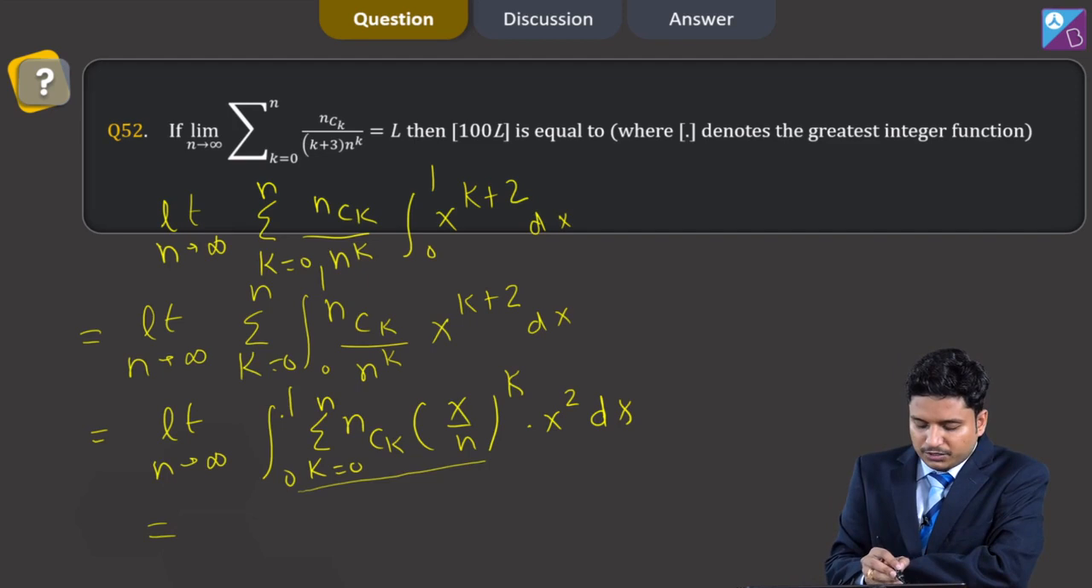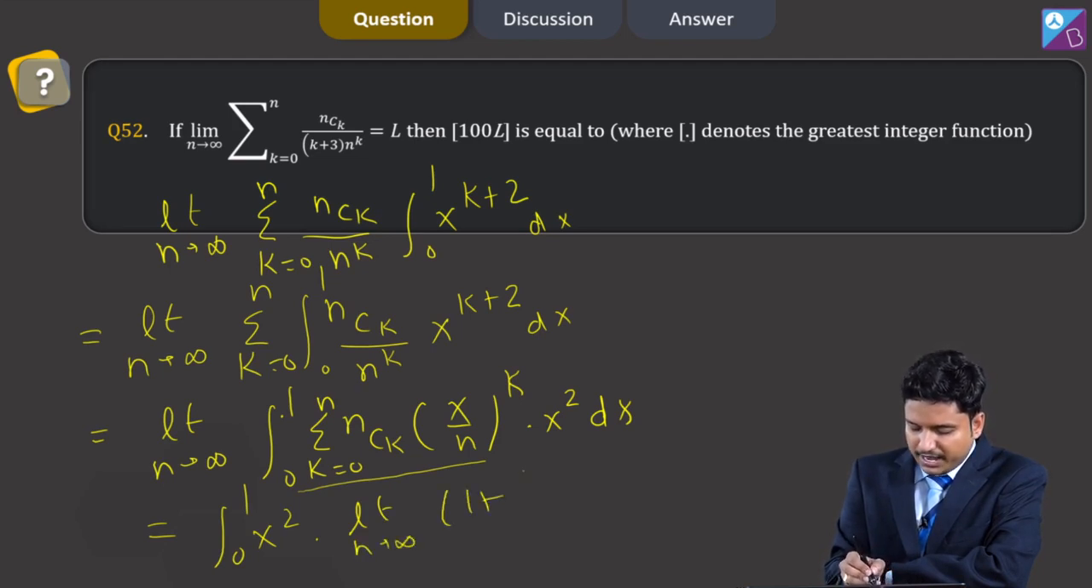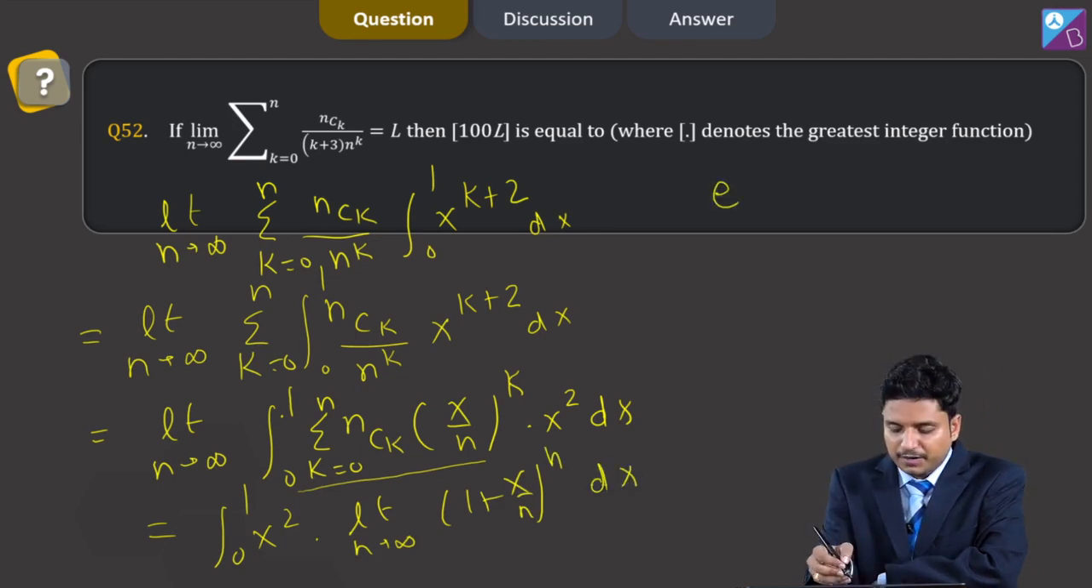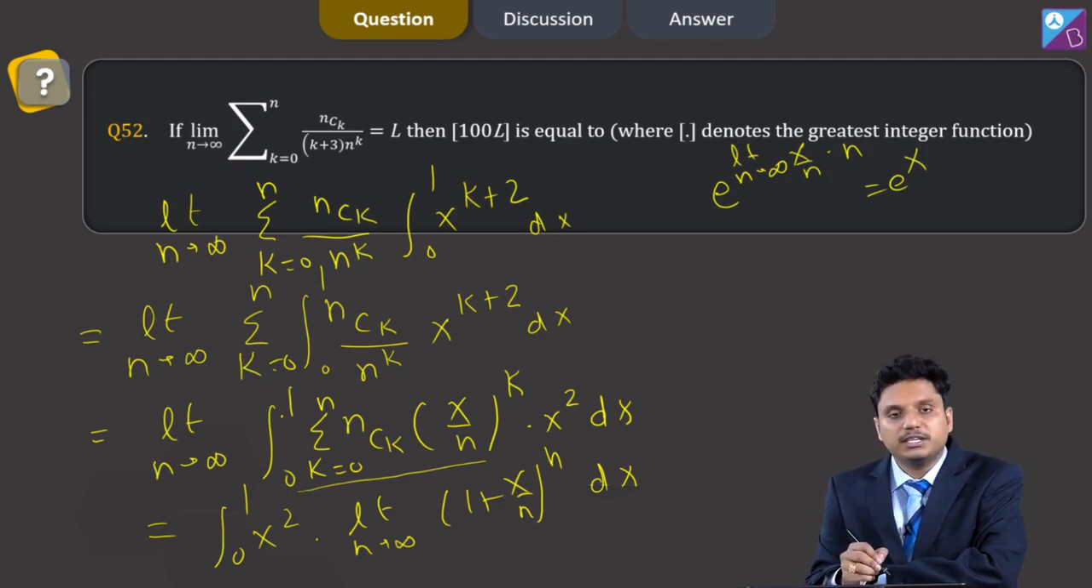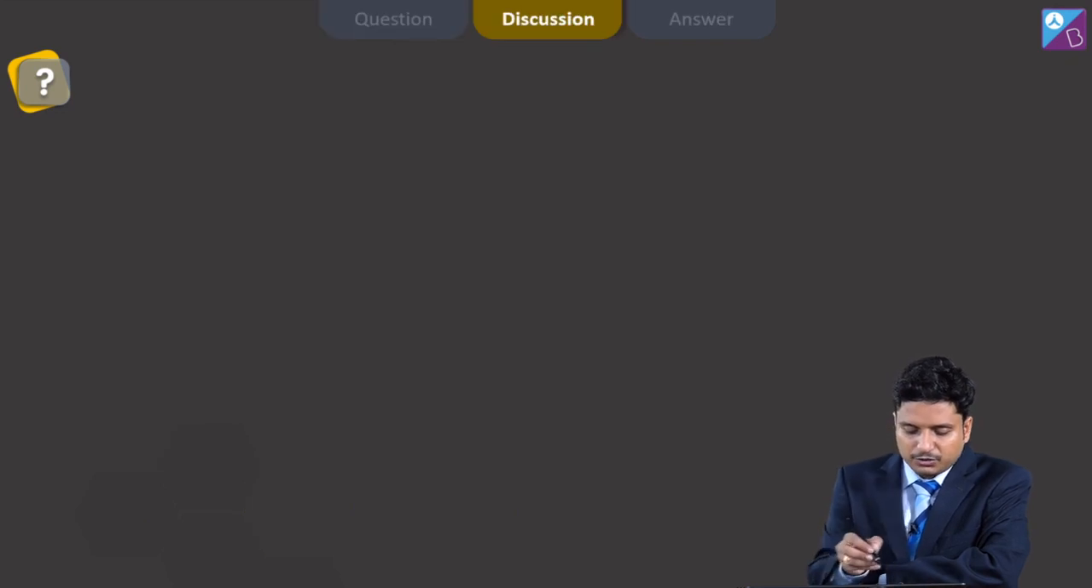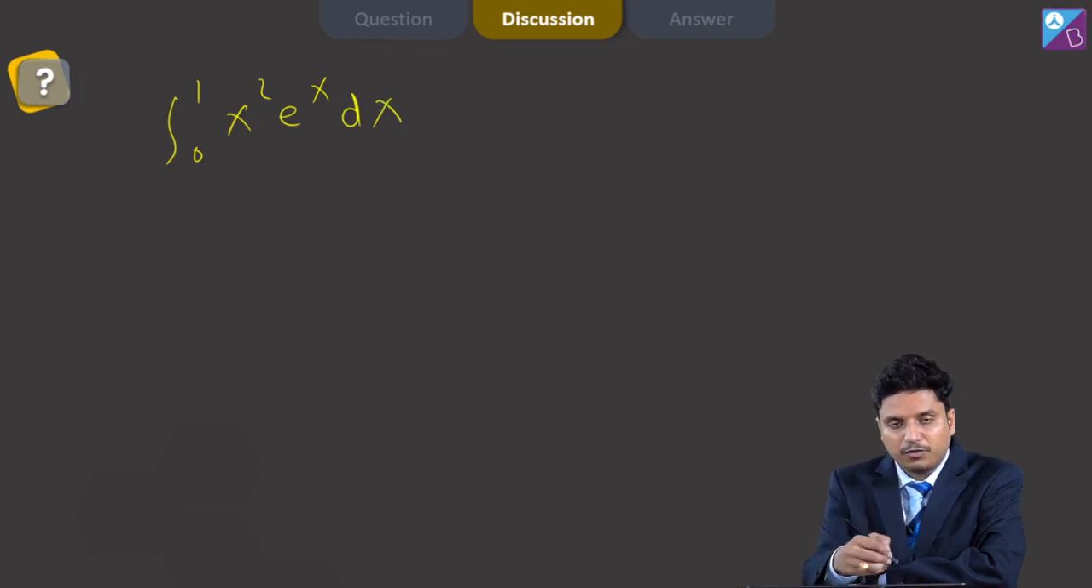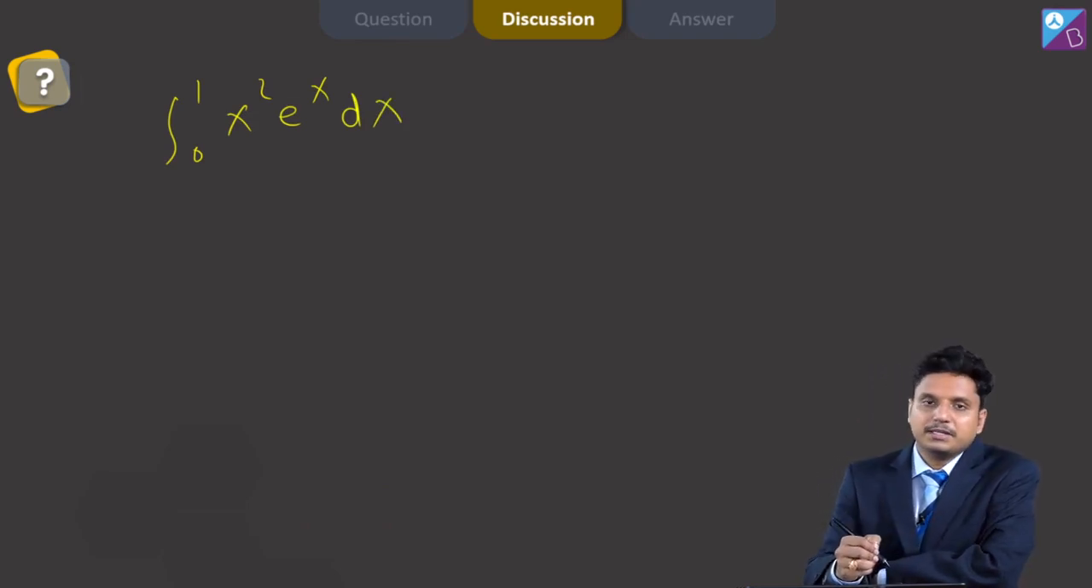So what will be the value? This will be integral 0 to 1 of x square, and limit n tending to infinity of (1 plus x by n) whole raised to power n, and this value is what? If you have to calculate this limit, what you will have to do? e raised to power limit n tending to infinity, 1 will be subtracted from this base, that is x by n, into n which is in the power, so this is e raised to power x. So this limit is equal to e raised to power x. So what will be the answer? This will be integral 0 to 1 of x square e raised to power x dx, that is all this limit is converted into. Now what will be the calculation for this?